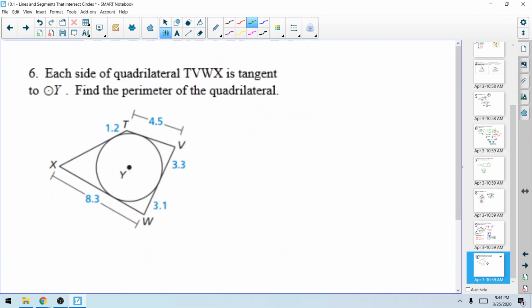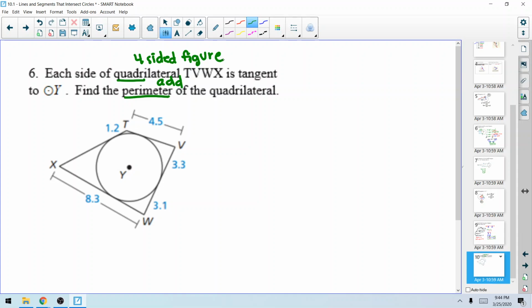Last example using tangents, number 6. Each side of quadrilateral TVWX is tangent to circle Y. Find the perimeter of the quadrilateral. So keep in mind, perimeter, add up all the sides, distance around the outside. Quadrilateral, 4-sided figure. So we're looking at the 4-sided figure.